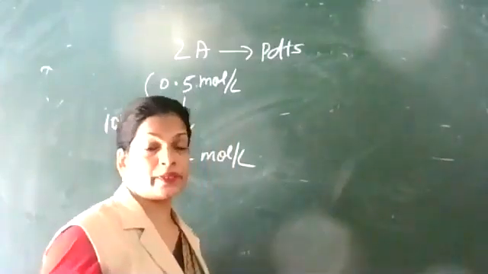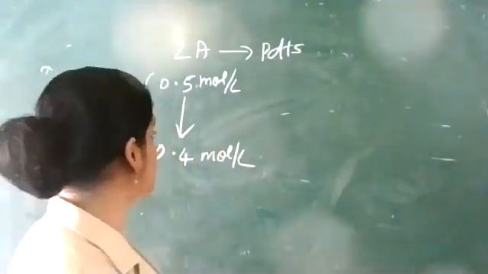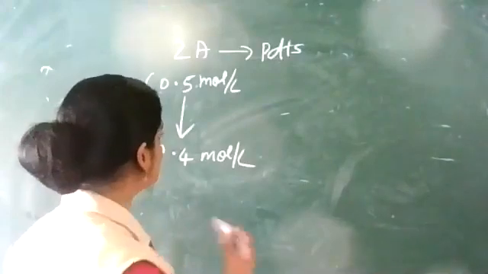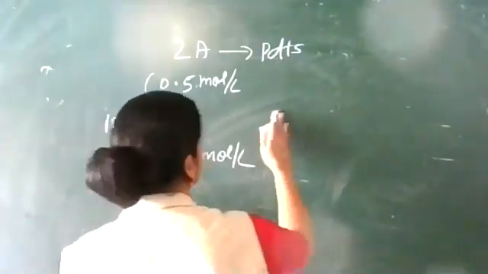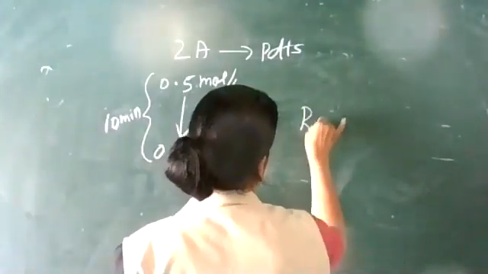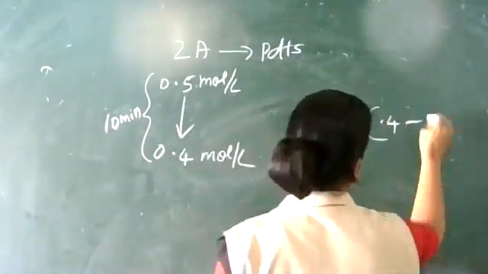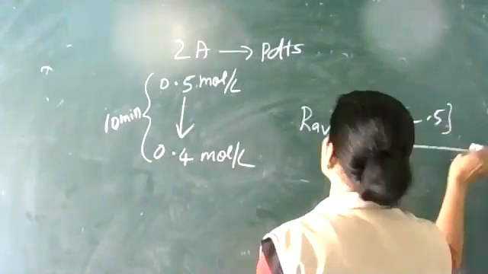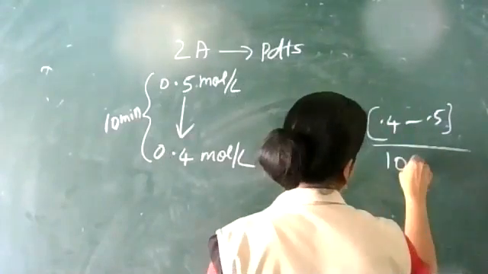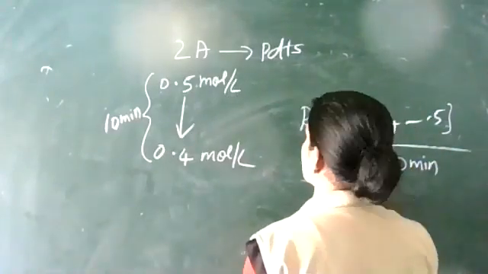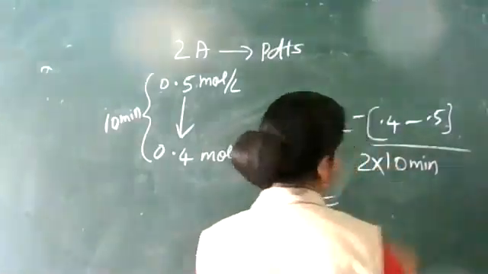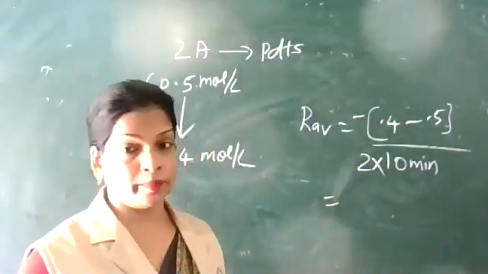Calculate the rate during this interval. So this is in terms of A. Taking the minus of the average rate, the average rate is equal to minus (0.4 minus 0.5) upon delta t minutes. And that too is to be taken in the denominator.